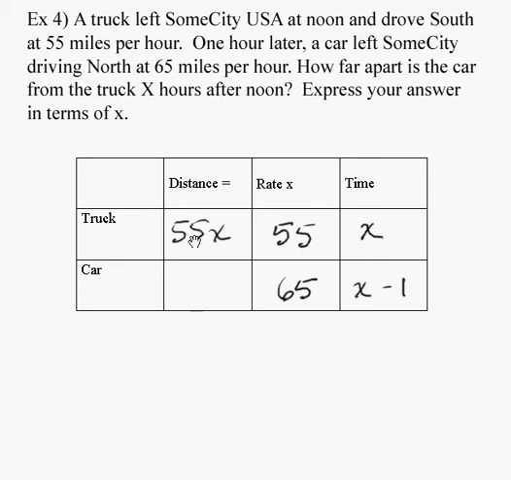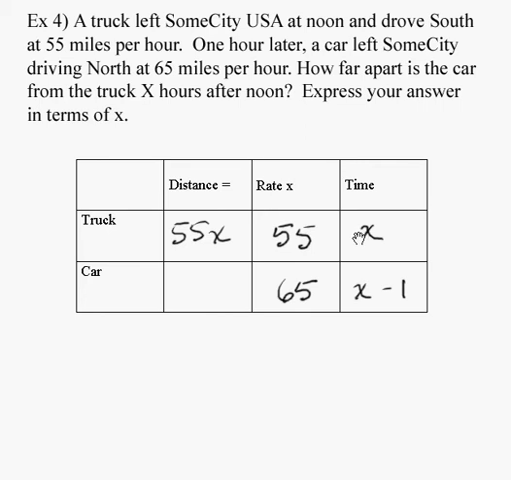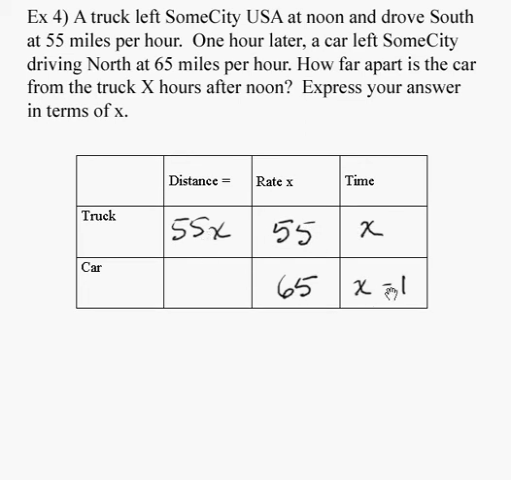All right, how about this distance column? How do we fill that in? Well, fortunately, we know a formula. Distance equals rate times time. So to find the distance, I'll take the rate 55 times the time X. 55 times X is the distance the truck travels. Likewise for the car, 65 times X minus 1. Distance equals rate times time. The distance the car travels is 65 times X minus 1.